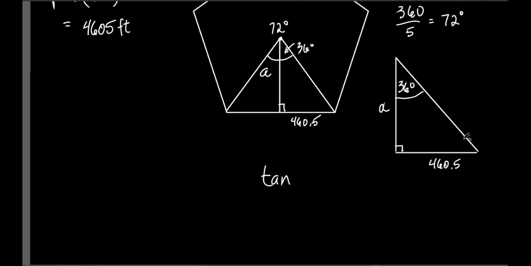But you could have gone 90 minus 36, which is what? 54? So you could have used 54 right here. Either way, it still gives you the same exact answer. But let's use the one they gave us, or the one that we figured out. So the tangent of 36 is equal to opposite over adjacent. Which one is opposite? 460.5, and adjacent is A.